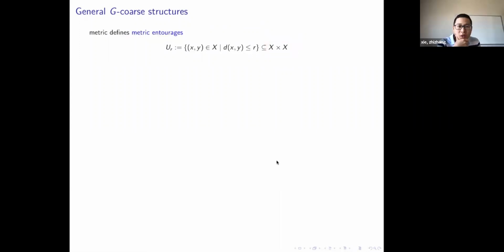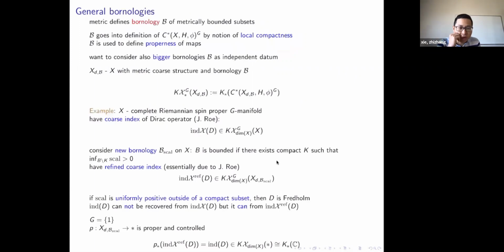Sorry, Ulrich, I have a question. On the previous slide, when you define this new bornology, when you say the scalar curvature is positive, to define the bornology, do you really need a positivity here?